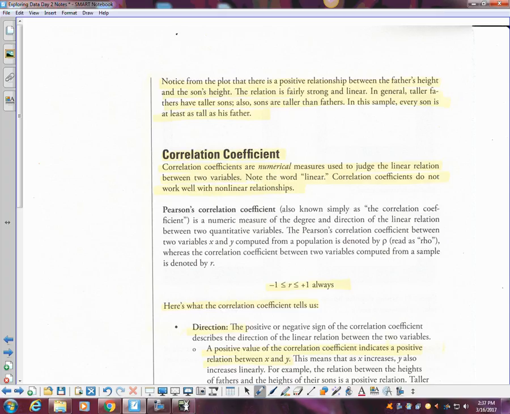Okay, correlation coefficient, touched on this earlier. Numerical measures used to judge the linear relationship between two variables. Note the word linear. Correlation coefficients do not work well with non-linear relationships, and that's a great multiple choice question.